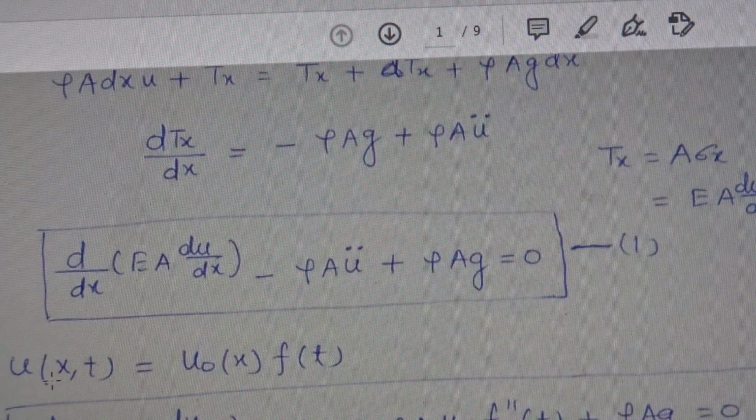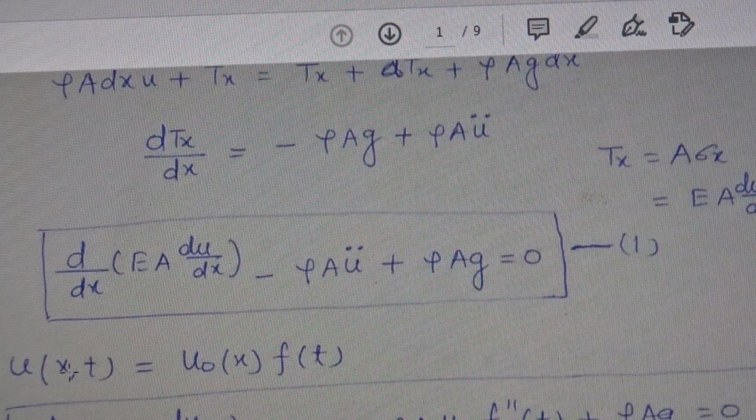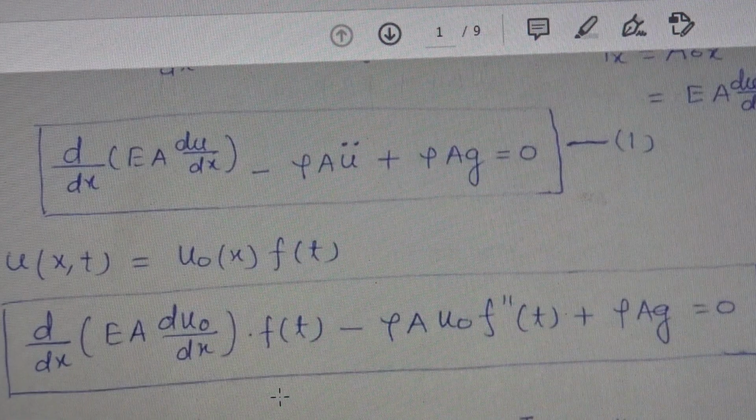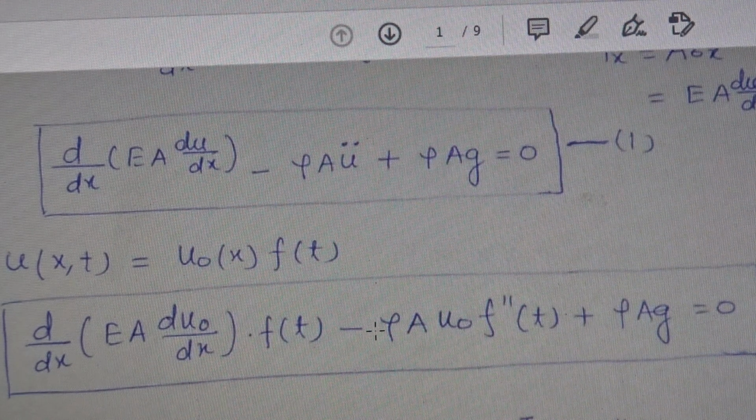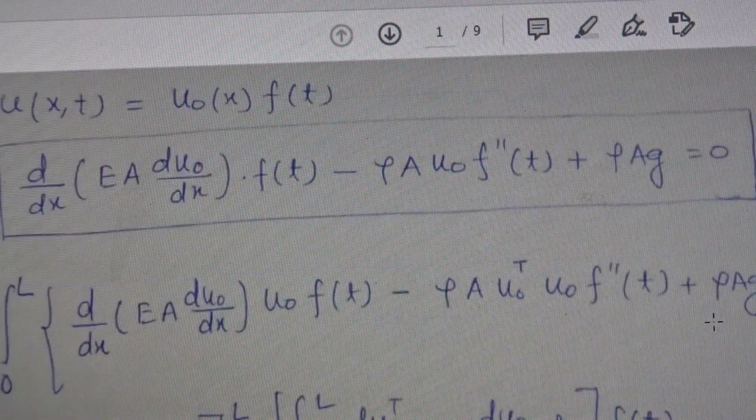Here displacement is a function of time and position, so it is separated into two parts. u is a function of x and t, so u naught of x into f of t. So you can write d by dx of EA du naught by dx. In this, f of t is independent of x, so it is outside the bracket, minus rho A u naught, and when you double differentiate, you will get f double dash t plus rho A g is equal to 0.